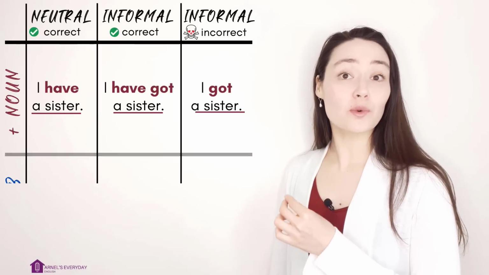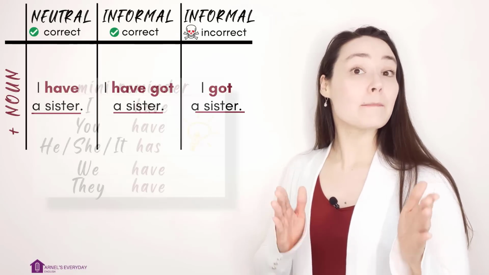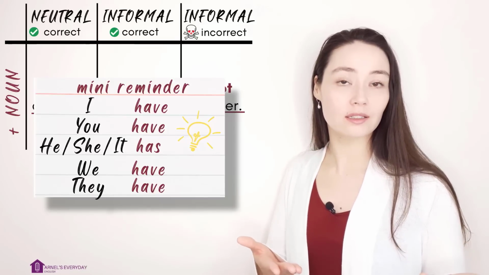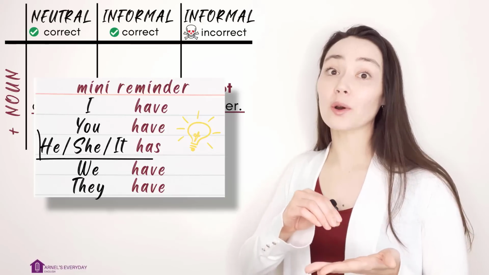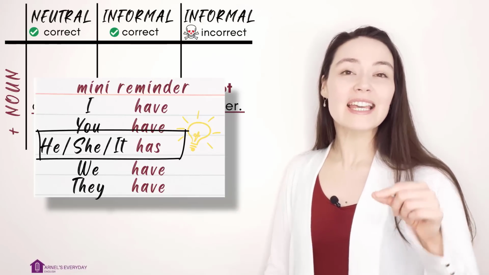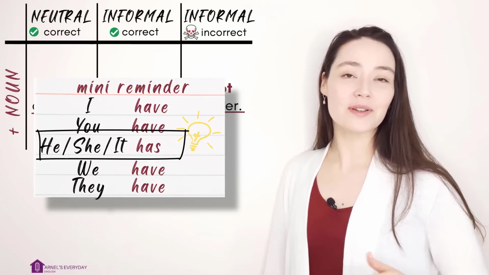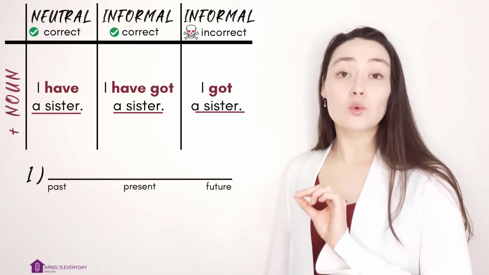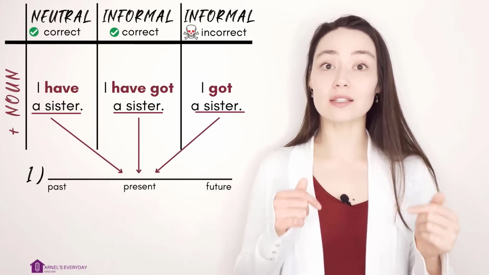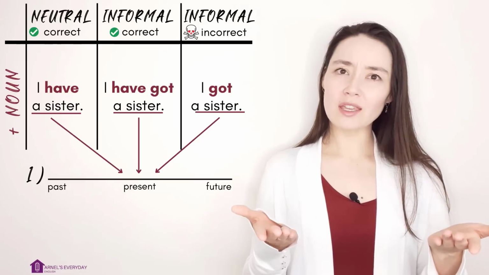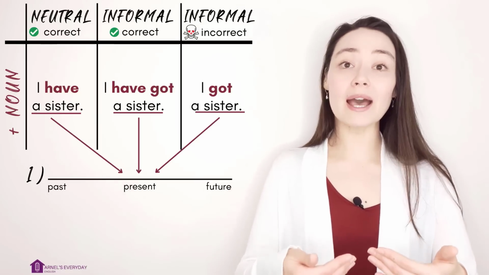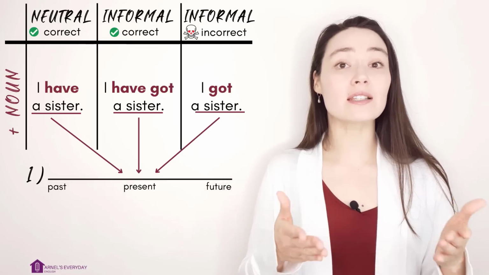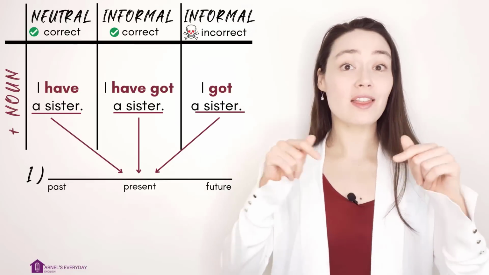Let's start with the first row, plus noun. Mini reminder: you need to choose have or has depending on your subject. So if your subject is he, she, or it, you need has. In this lesson, I mainly use have. First, all three of these sentences refer to the present. You might be thinking, what? Got is a past simple verb. That's true, but today's grammar is an exception. All of these refer to the present.